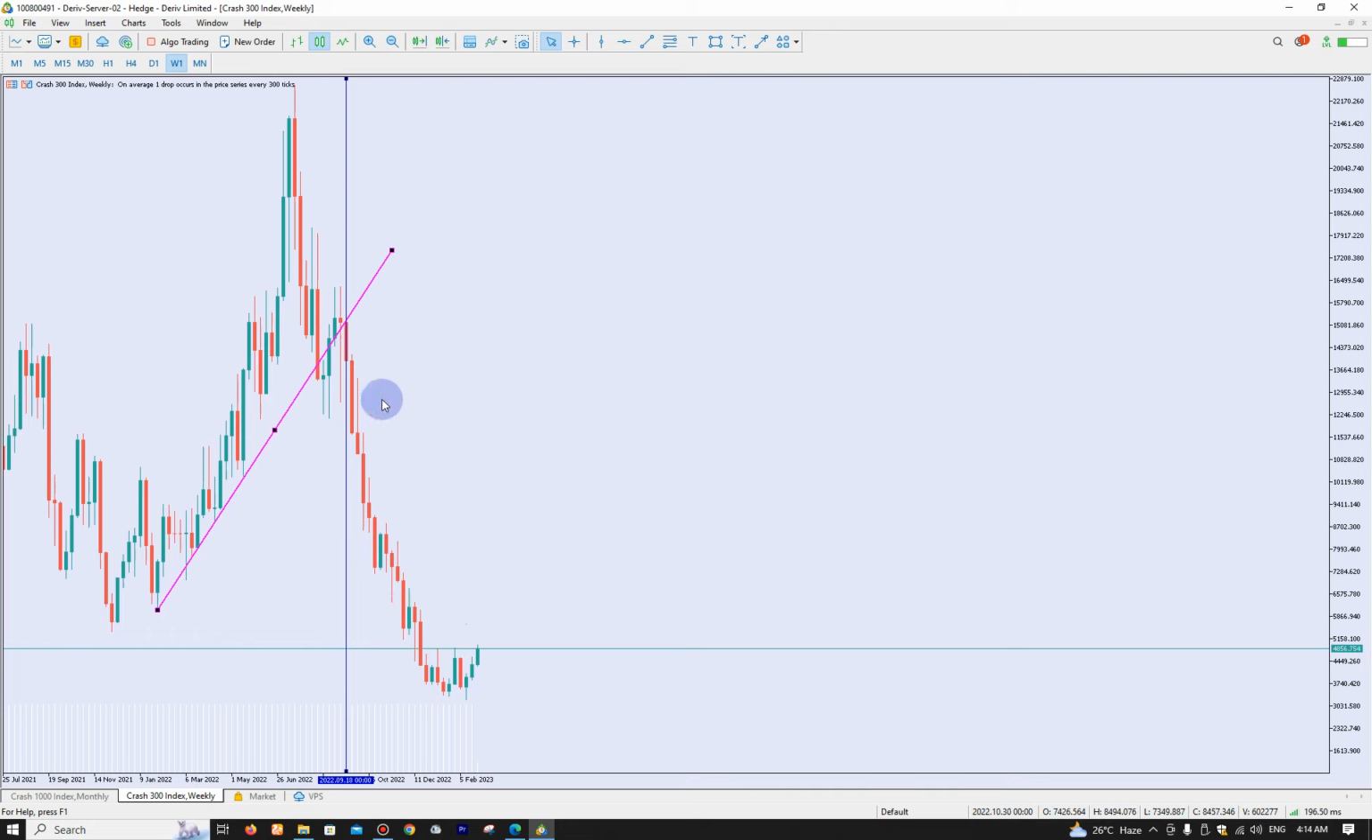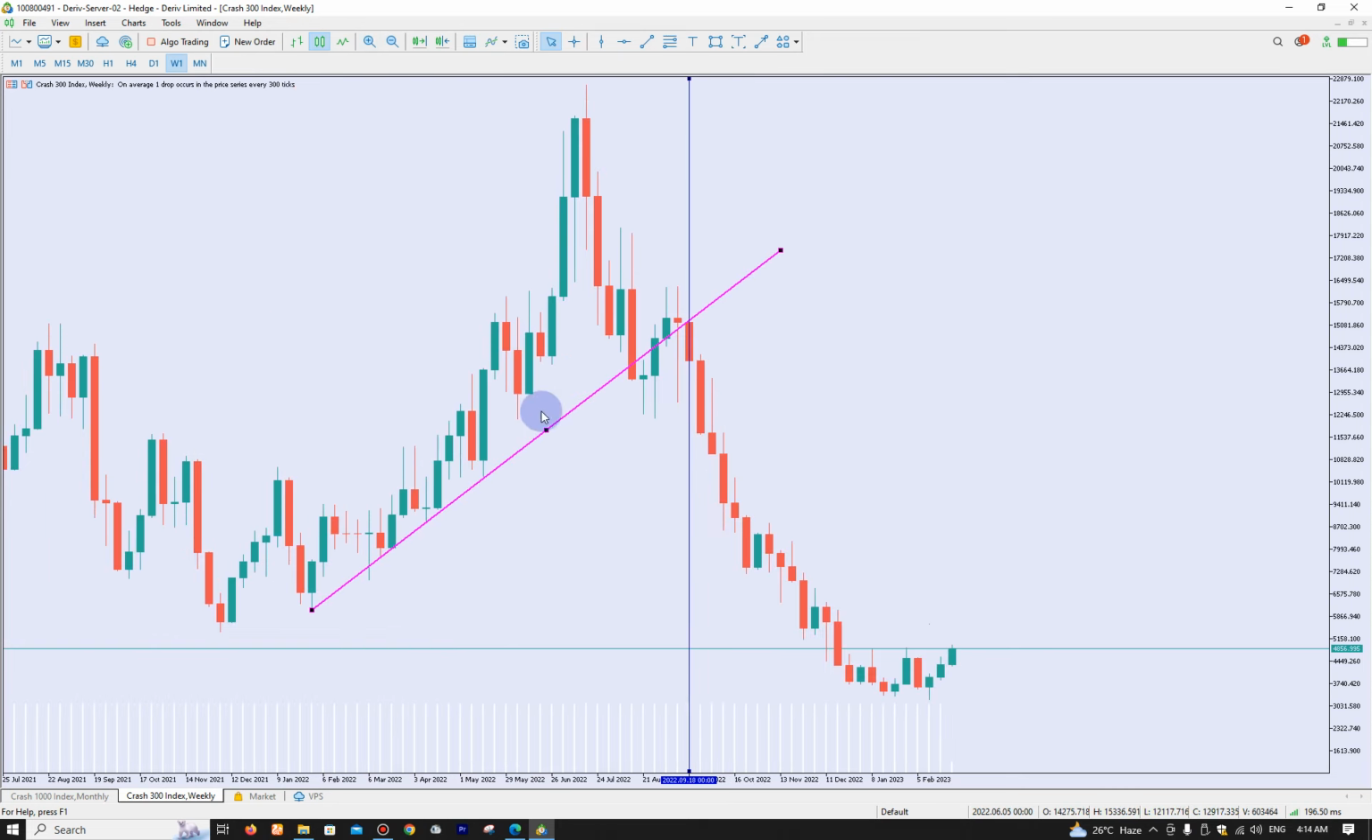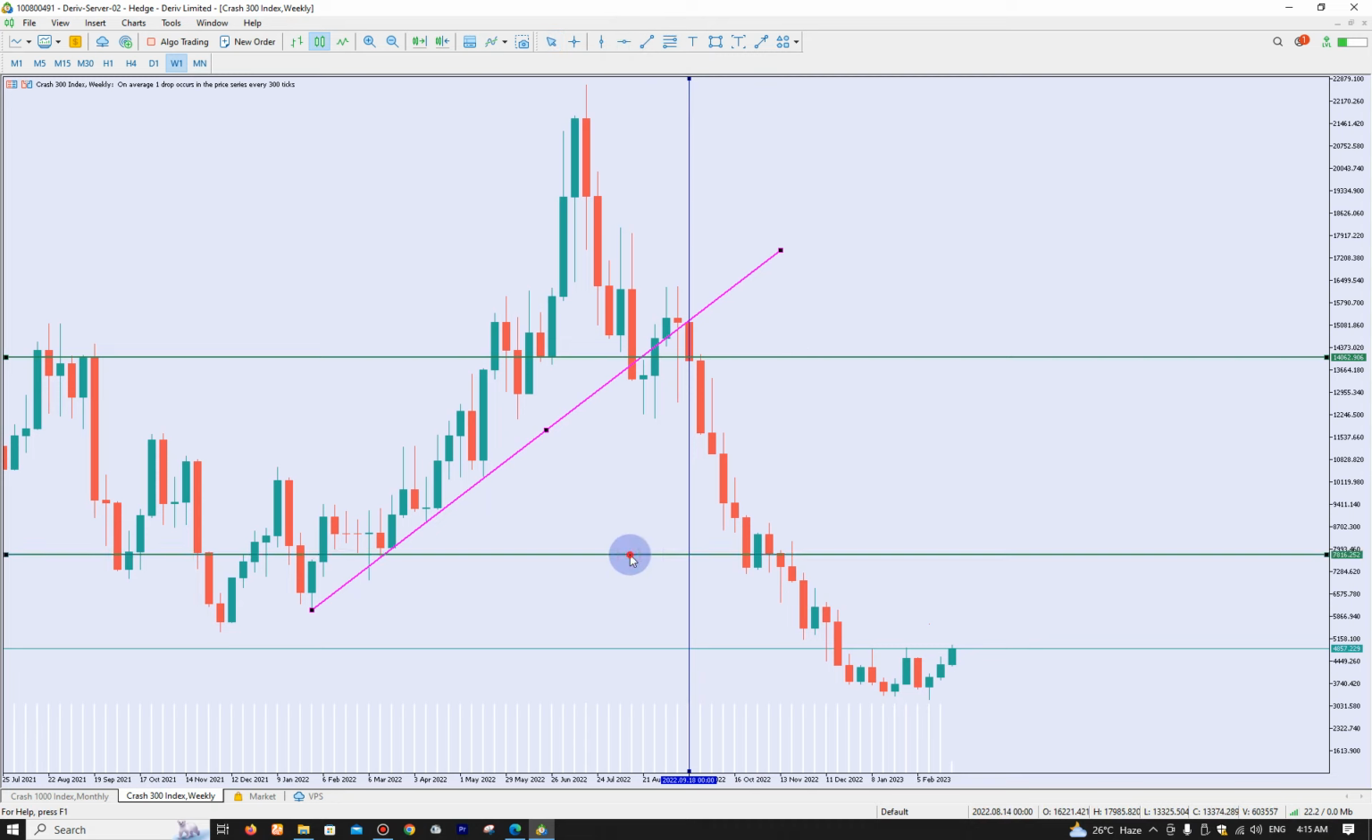This is a strong crash landing. Price is actually crashing down. This is Crash 300. You can place your entry here on the break, and you can ride this trend to the downside, make good fortune from the market, and you are out of the market.